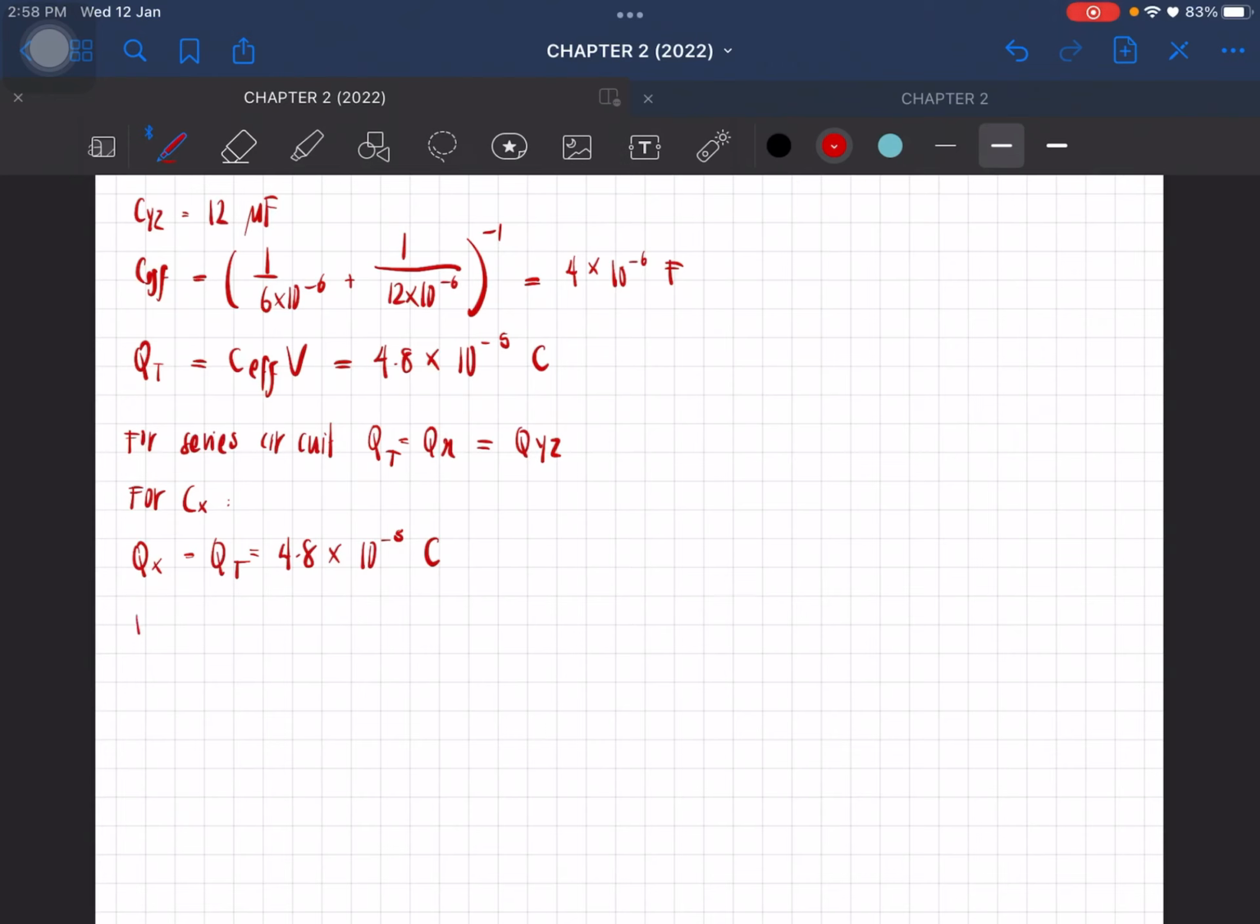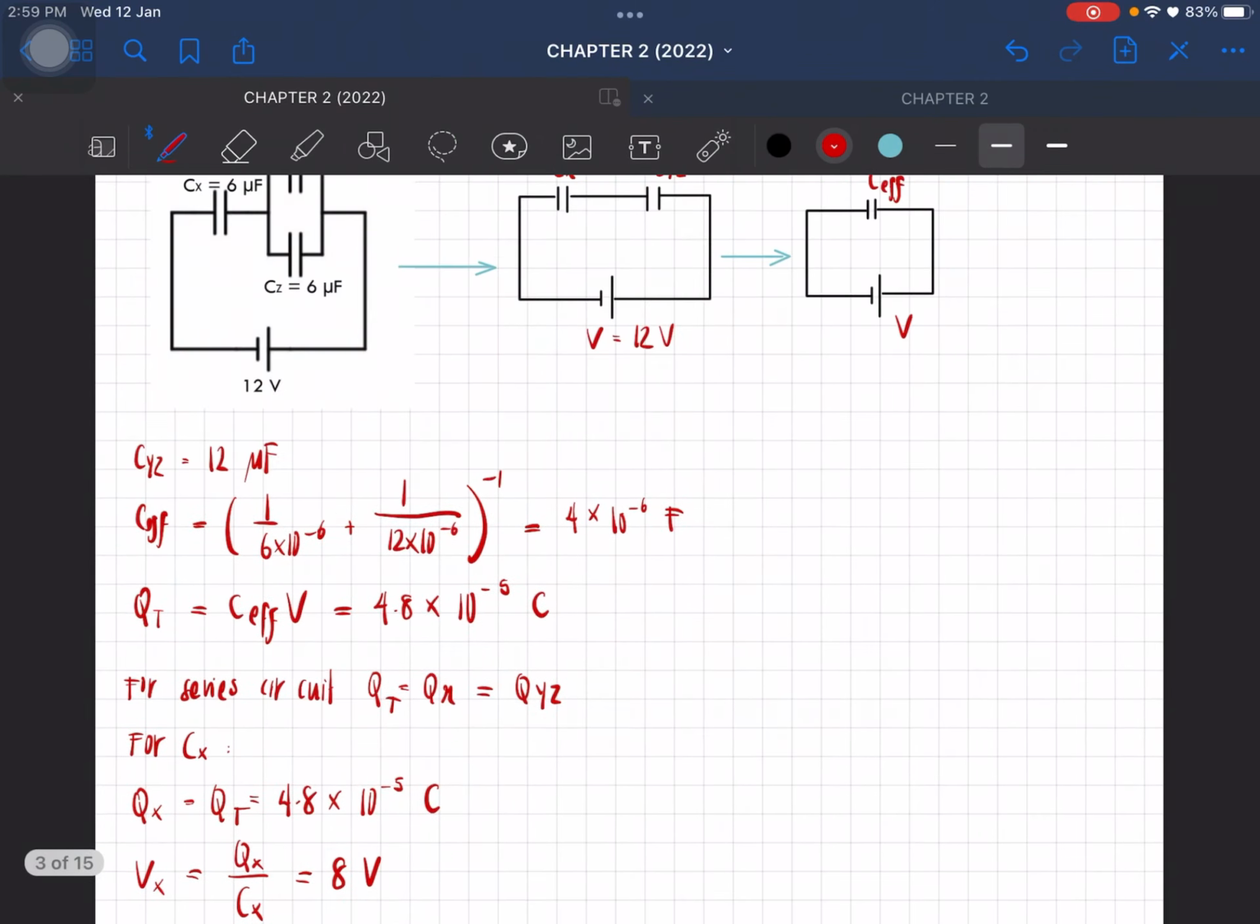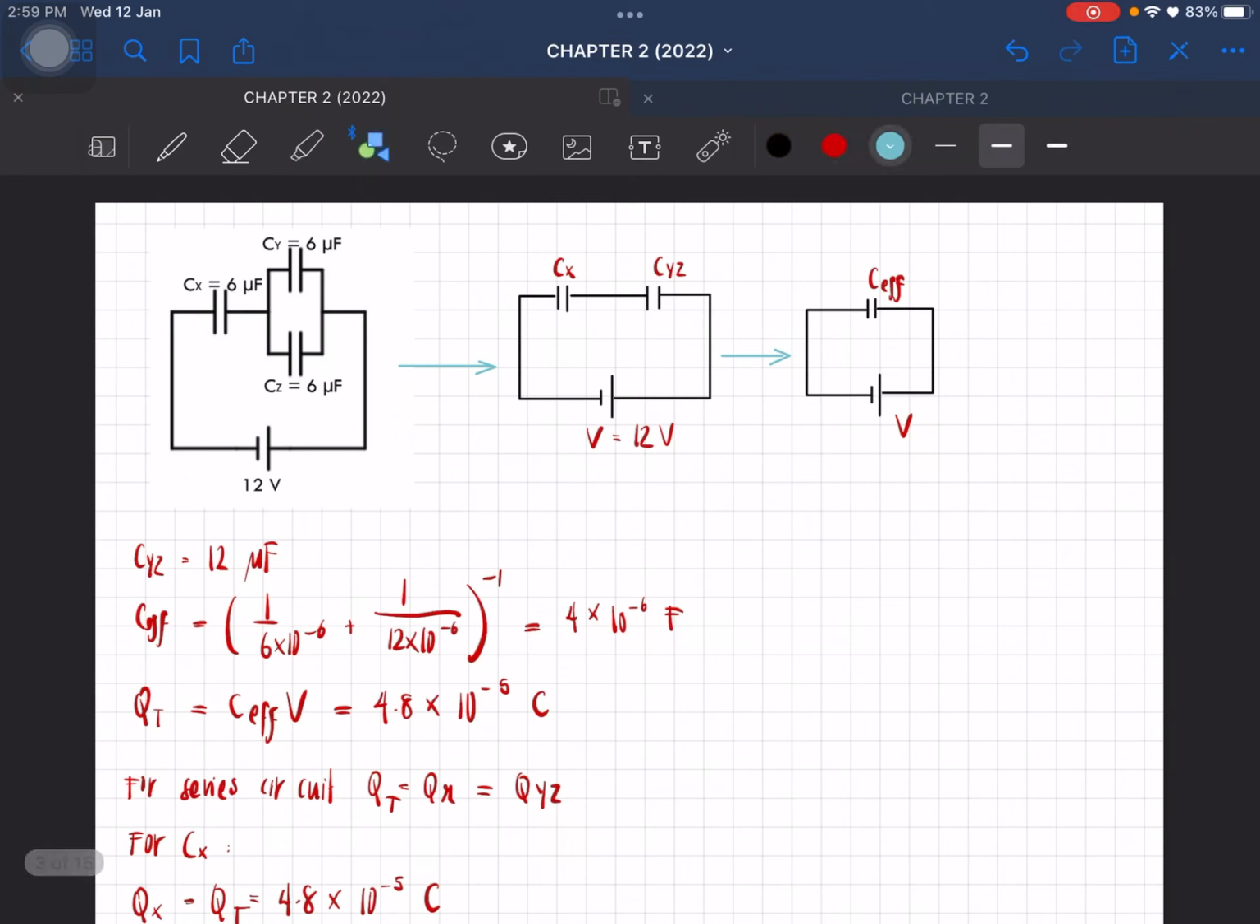Now we have to calculate the potential difference for capacitor X. So we are going to use QX over CX. So this one, 4.8 times 10 to the negative 5, divide by 6 micro. You should get 8 volt across capacitor X. Okay, right, so we've done this one.